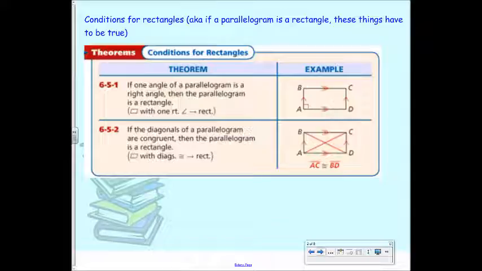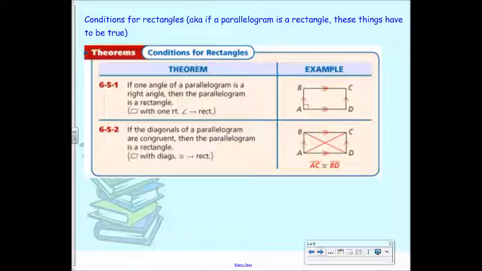All right, so we're going to talk about a bunch more theorems today. Again, focus not on the numbers, but just the ideas behind the theorems. I don't really care if you can name the numbers as long as you can describe in a 2-column proof what you're talking about. So conditions for rectangles, which is if a parallelogram is a rectangle, these things have to be true. So if one angle of a parallelogram is a right angle, then the parallelogram is a rectangle.